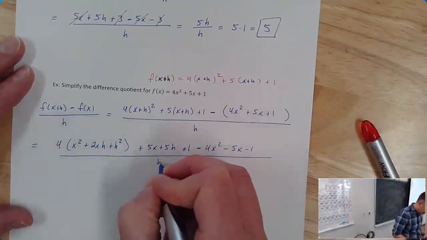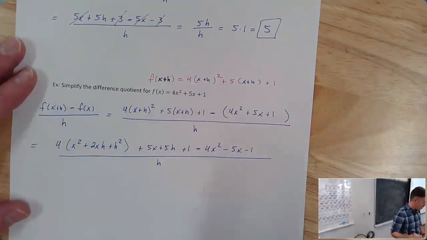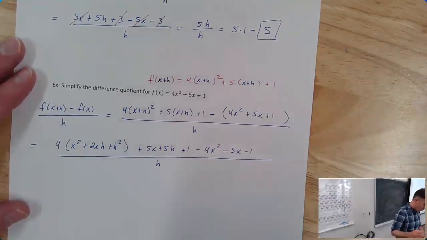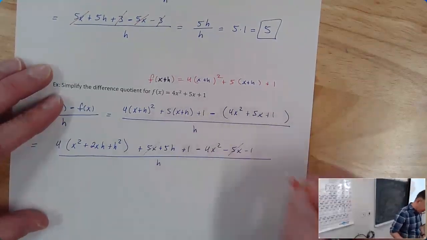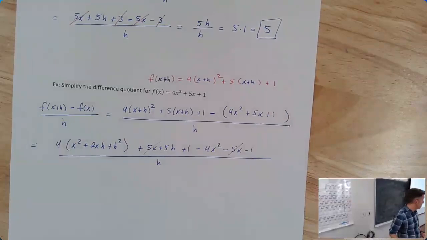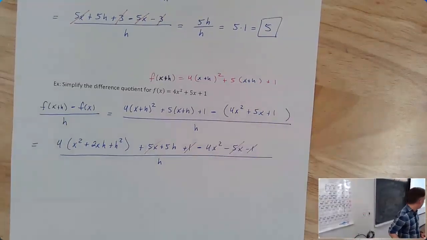What's one thing I can cancel right now? Shout it out. Yeah, 5x and negative 5x. What's another thing I can cancel? 1 and negative 1. Awesome.